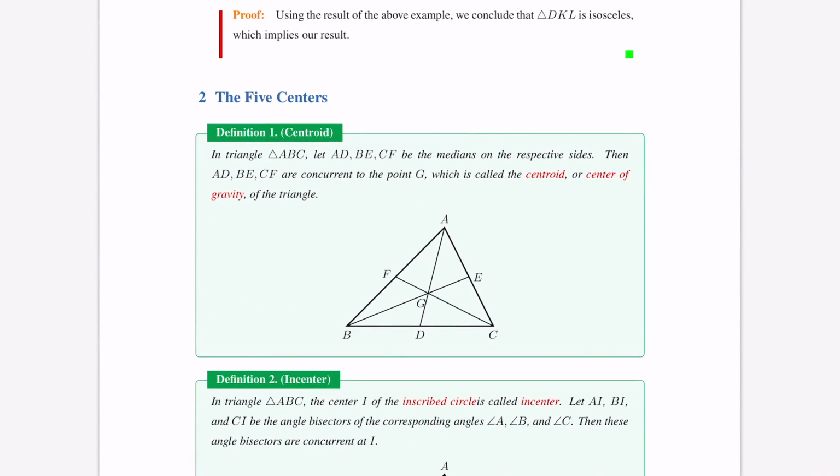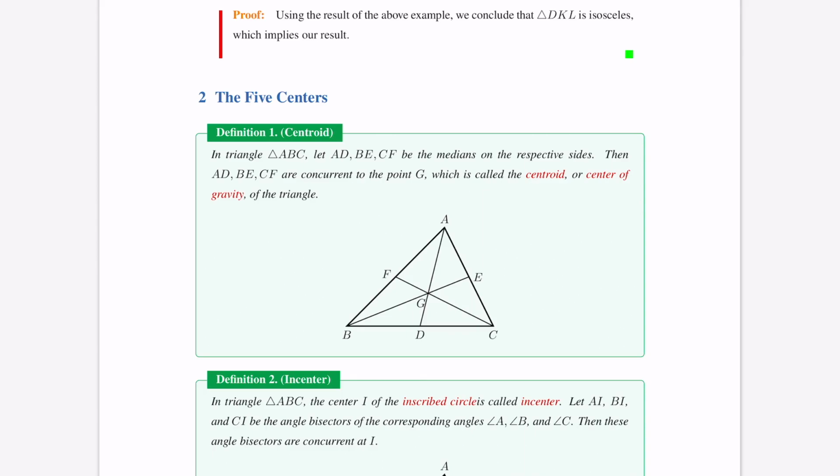Okay, so one of the applications of Ceva's theorem is that it can be used to prove the concurrency of a lot of lines, called Ceva lines. You probably have heard that there are 5 centers, 5 special points of a triangle.